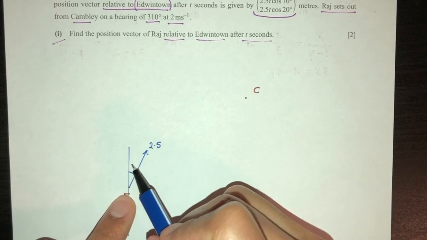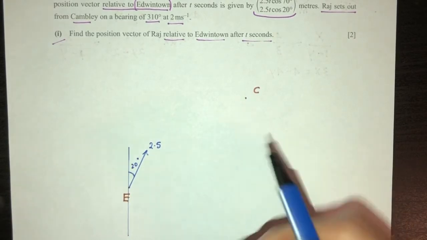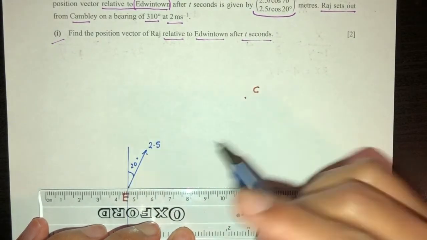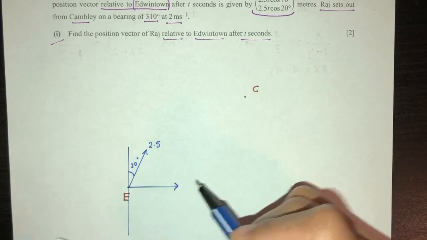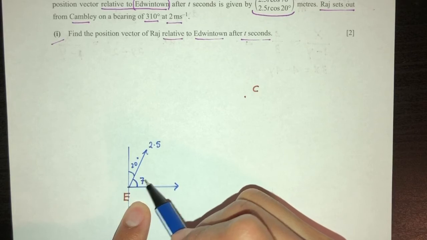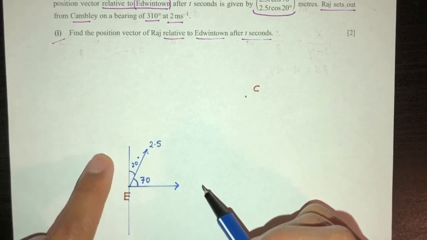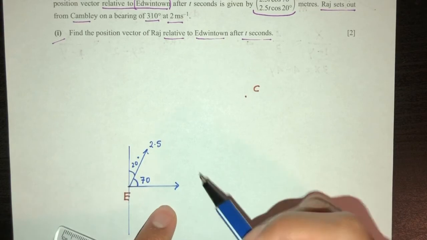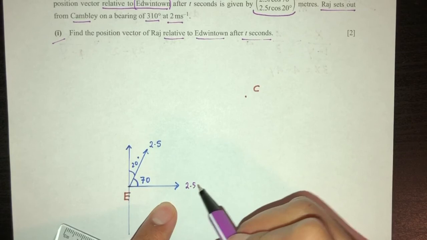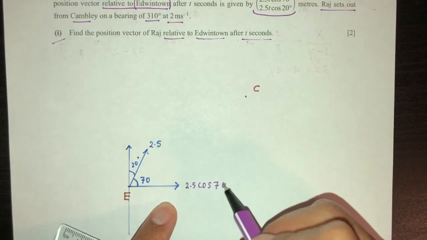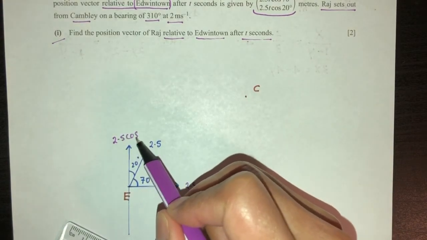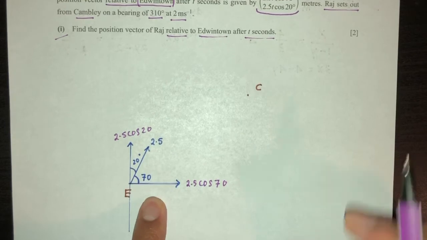Now if this is 20, and you draw this line, your east line, this is your north, this is your east. This angle here will be 90 minus 20, that will be 70. So now we have to break this down into two main vectors. Here, this one will become 2.5 cos of 70, and this one will become 2.5 cos of 20.